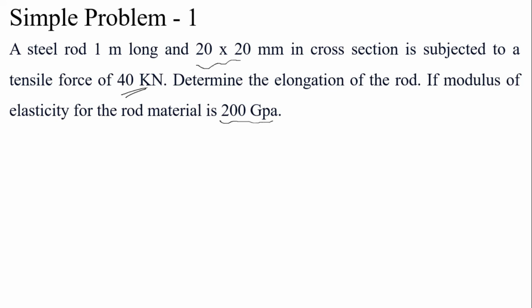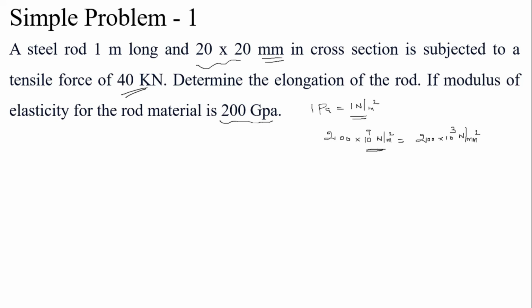So 1 pascal is equal to 1 Newton per meter squared, we know that. So gigapascal means 200 into 10 to the power of 9 Newton per meter squared. The dimensions are given in mm, so we have to convert this 200 gigapascal into 200 into 10 to the power of 3 Newton per mm squared.